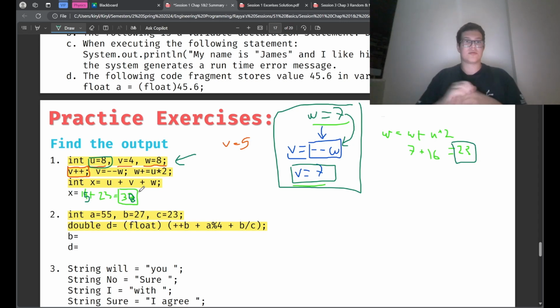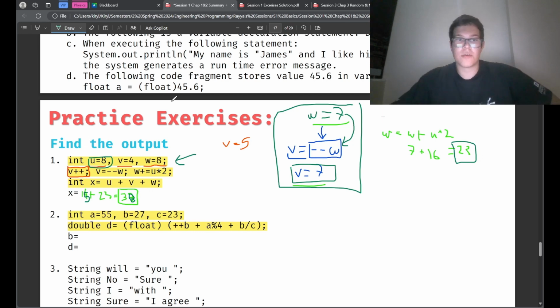These types of mistakes can happen all the time, so it's always best to keep track of all your variables. I kind of lost u here. Write them down in a neat way so you don't get lost, especially if it's a bit more complicated than this.